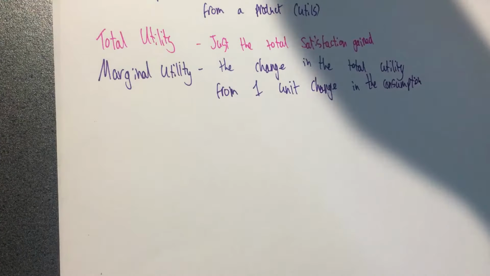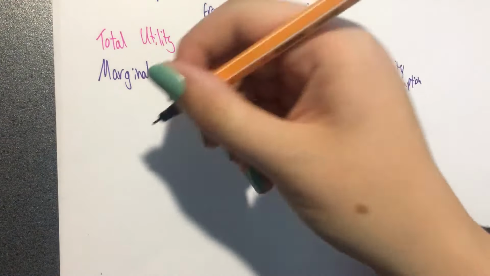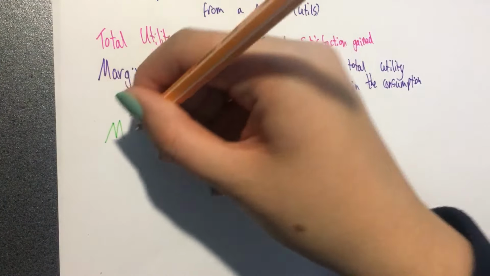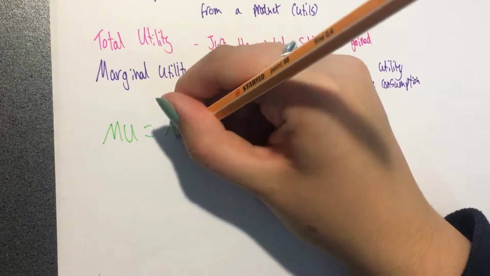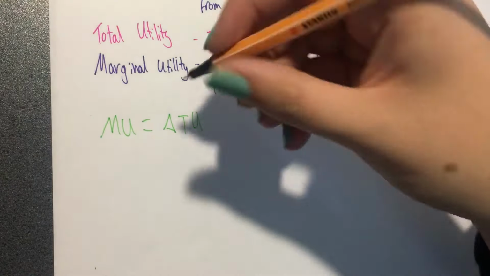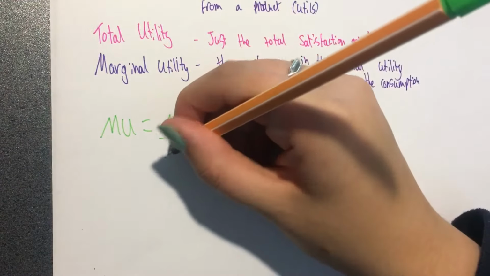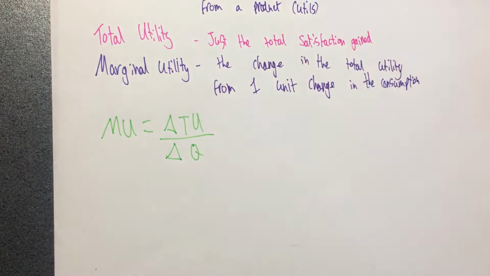So now the equation that we need to know for this, we'll do it in a green so we remember because it's bright and ugly. So you've got MU, which is our marginal utility. It's going to equal delta TU, which is our change in the total utility, over delta Q, again another change in the quantity.